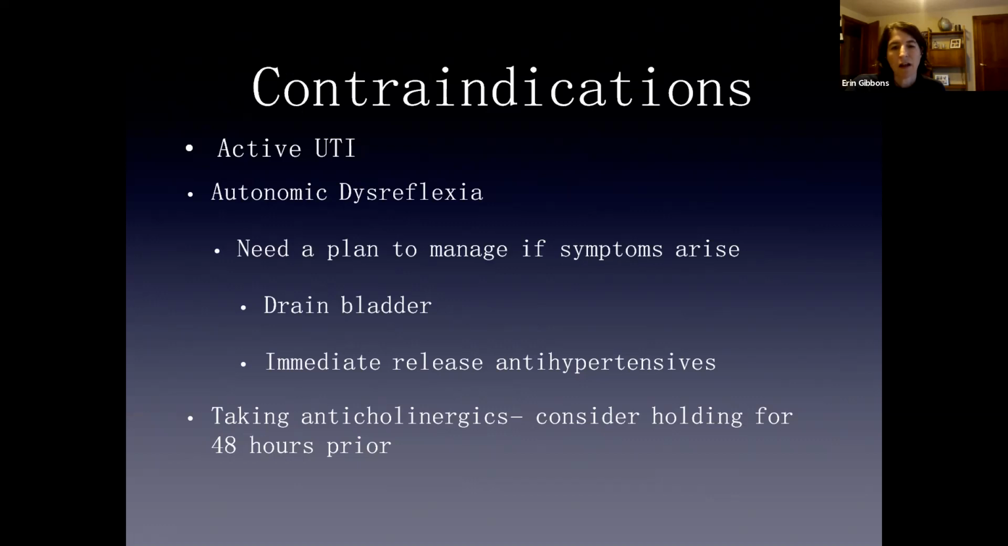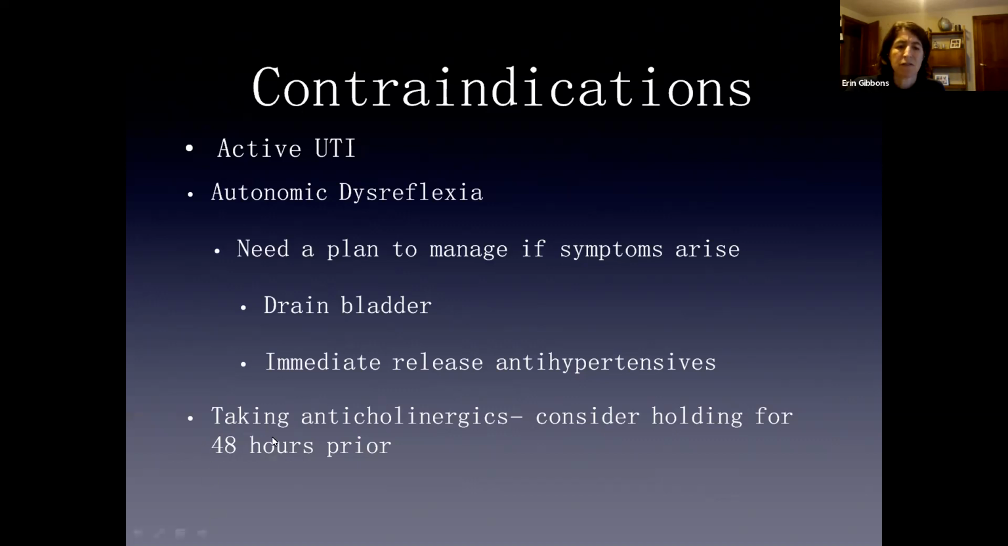And so if you really need to be doing urodynamics because of their neurologic condition and they have a risk based on their spinal cord injury level for autonomic dysreflexia, I think you have to have a plan to be able to empty their bladder very quickly if they start having any symptoms, as well as having a plan for an immediate release antihypertensive available, either like nifedipine under the tongue or something like that.